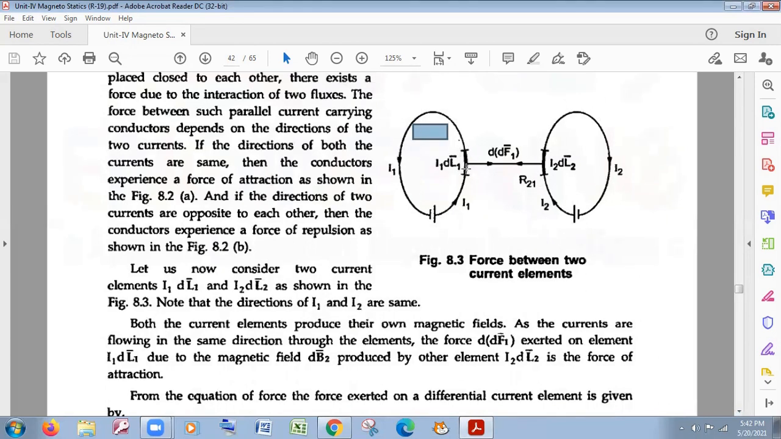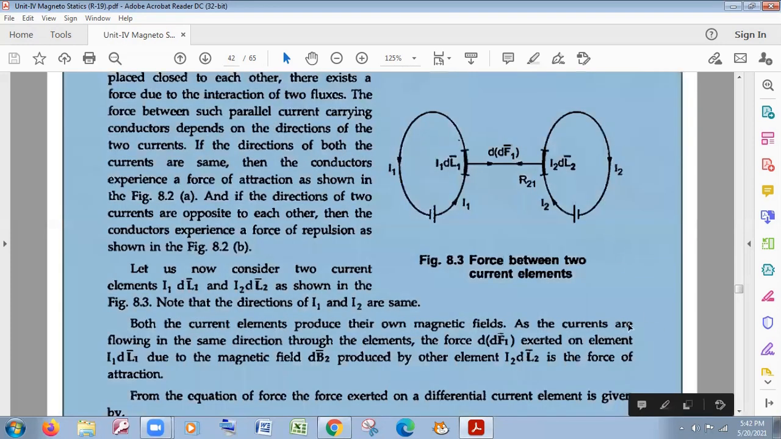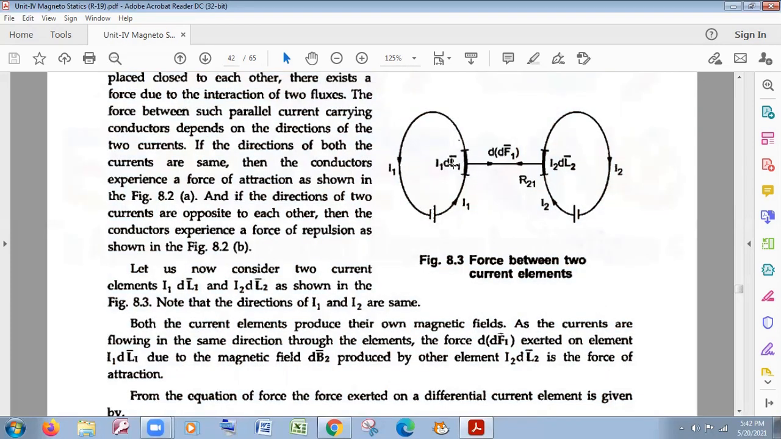A small differential length is assumed in the first conductor, I1 dL1 bar, and in the second conductor, I2 dL2 bar. The distance between these two is R21. From here we are taking R21; from here you can take R12. From 1 to 2 that is R12, and from 2 to 1 that is R21. The direction is the same and the distance is the same. Either you can start from 1 to 2 or 2 to 1, both are the same.